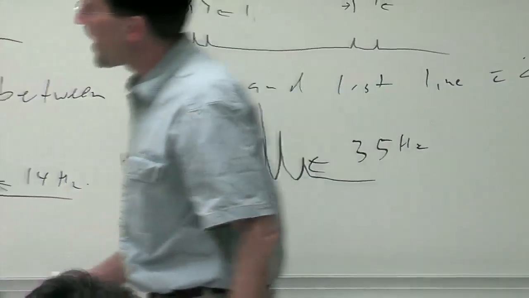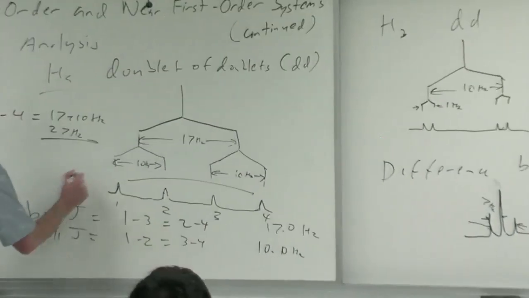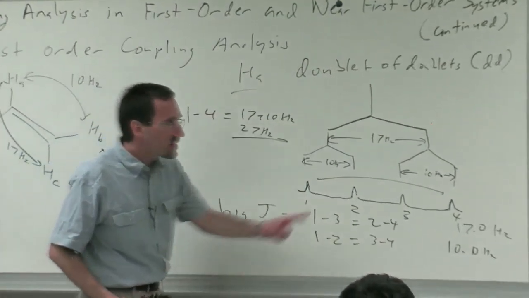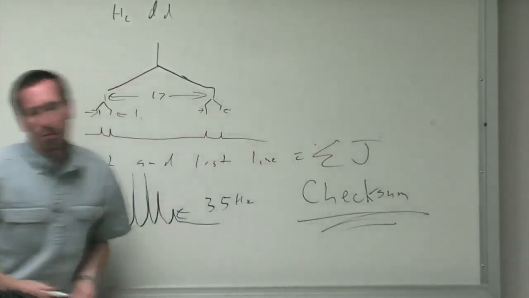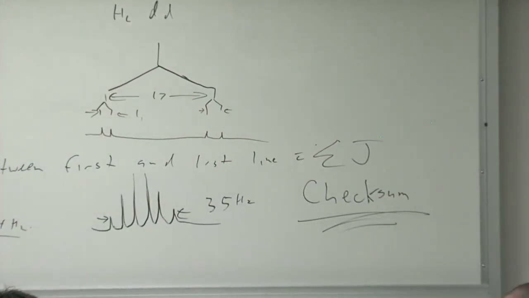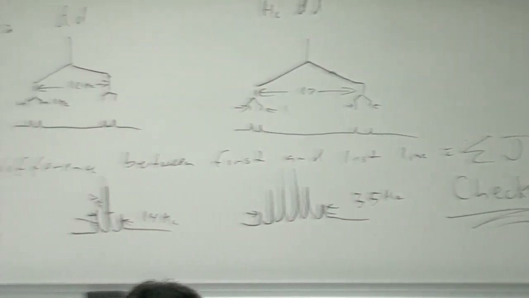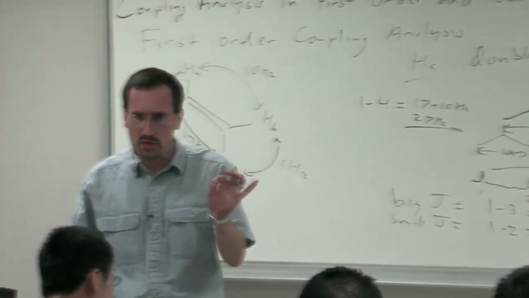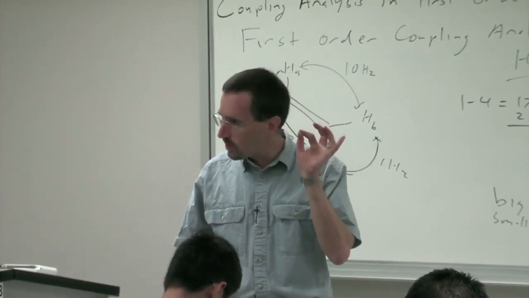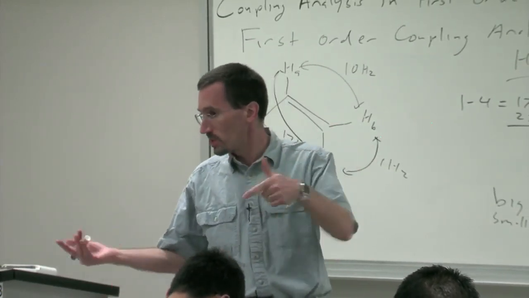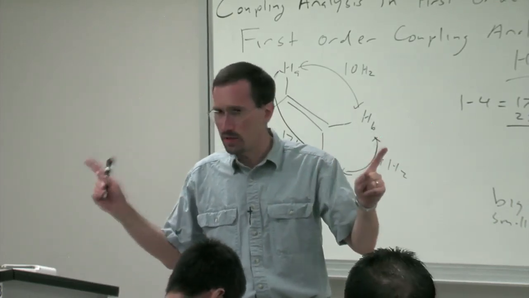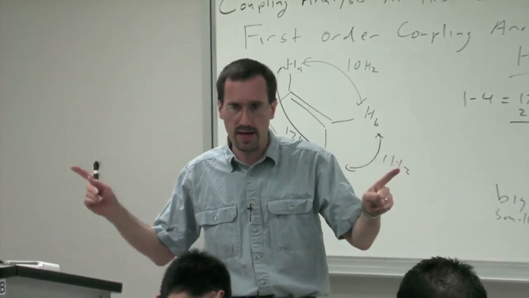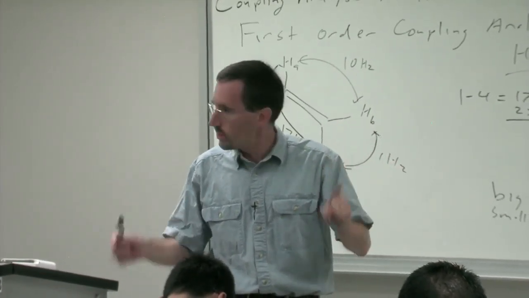And what's important about this, then, is that the distance between the outer lines becomes a checksum. What do I mean? I mean that if you have analyzed your multiplet correctly, and you've extracted all of the J's correctly, then you can add up all those J's, and of course, if one of the J's corresponds to a triplet, you add it in twice, and that's going to correspond to the distance between the first and the last. And if you haven't gotten it right, it won't come out right.